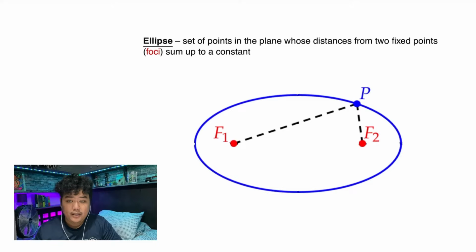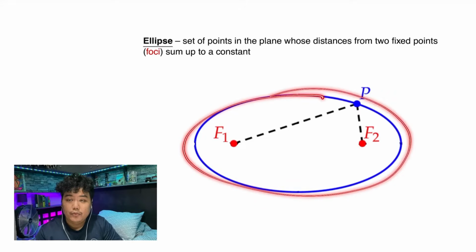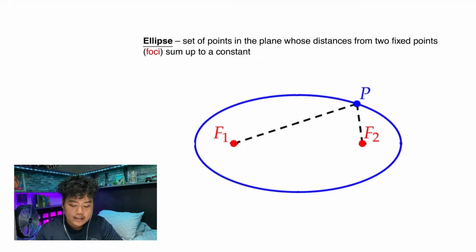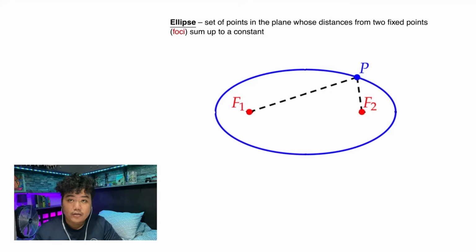So, what does that mean? If you get an arbitrary point on your ellipse, the ellipse being this one in blue, and let's say you take the distance of P to F1 and P to F2, then PF1 plus PF2 is constant all throughout the ellipse, no matter which point you take.